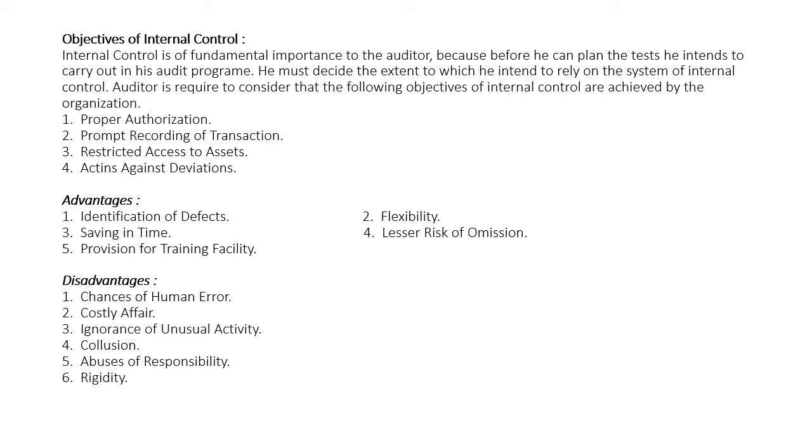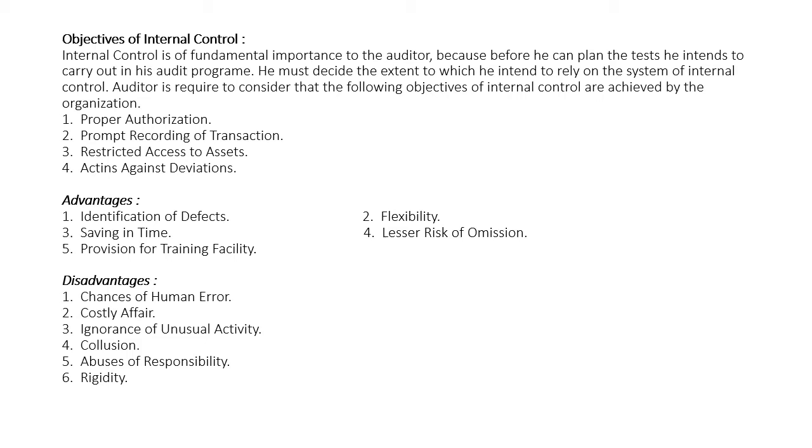Third advantage is saving in time. If an internal control system is in operation in an organization, there is no need for preparation of a separate audit program for each and every audit engagement, and thus it saves time to a great extent in the organization.